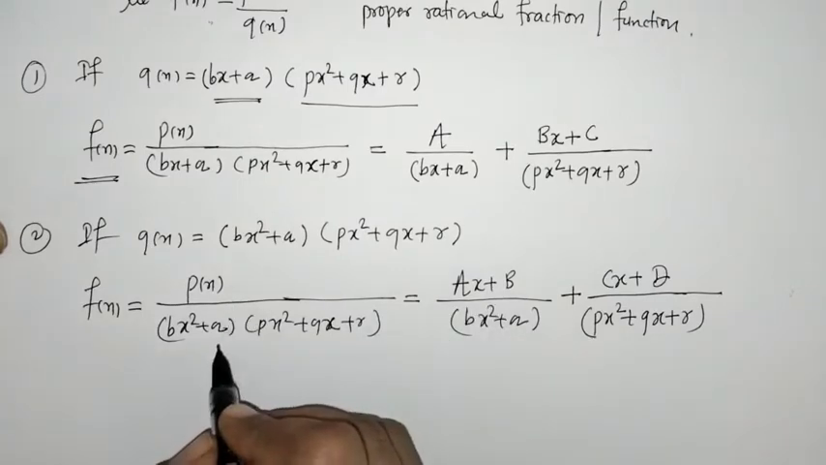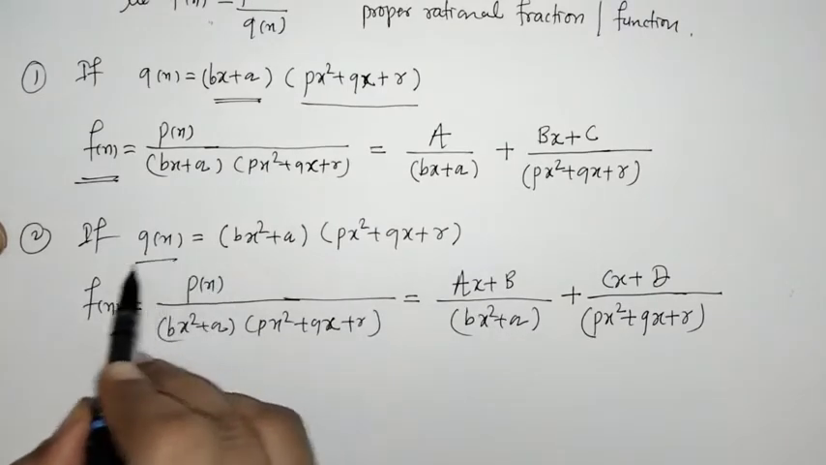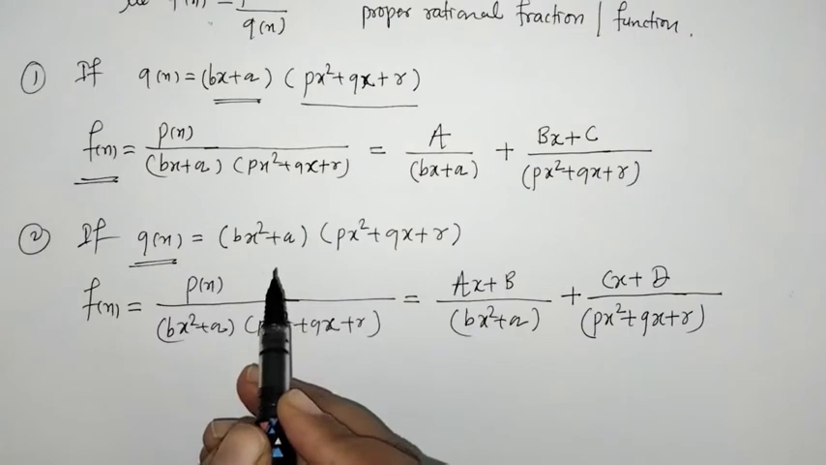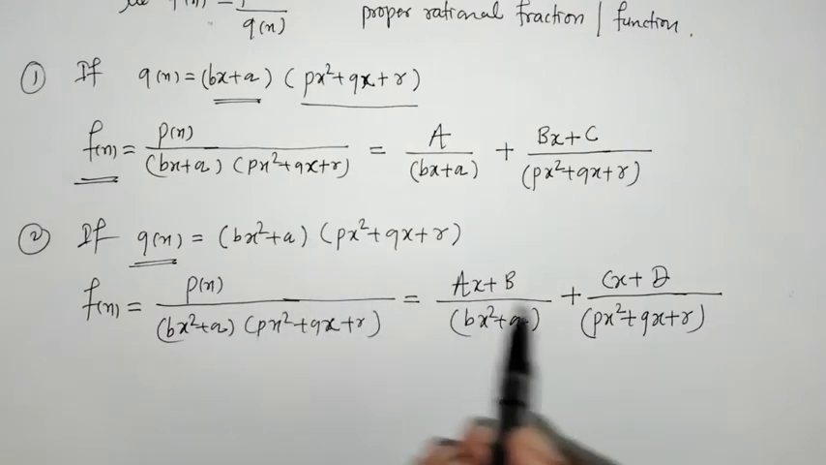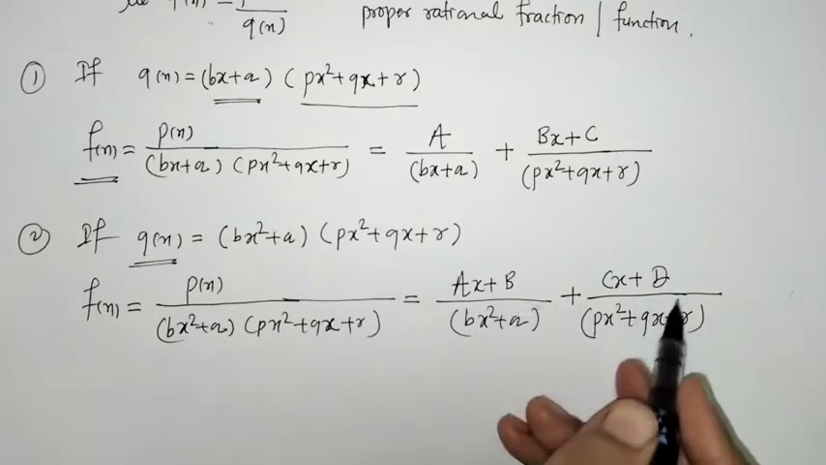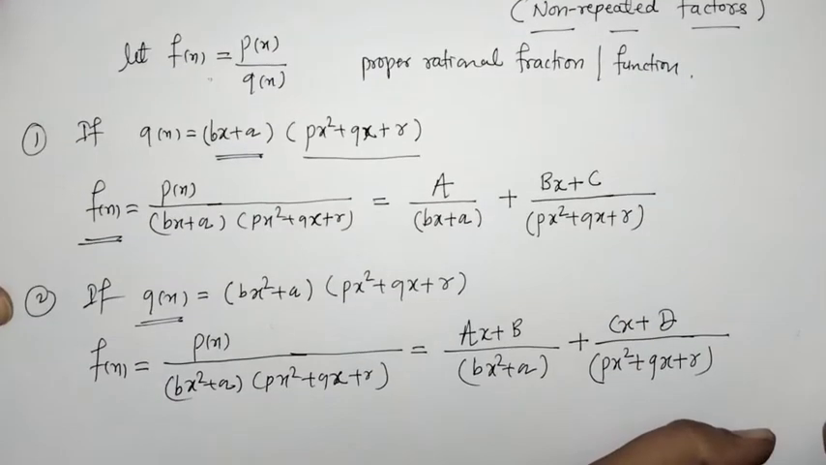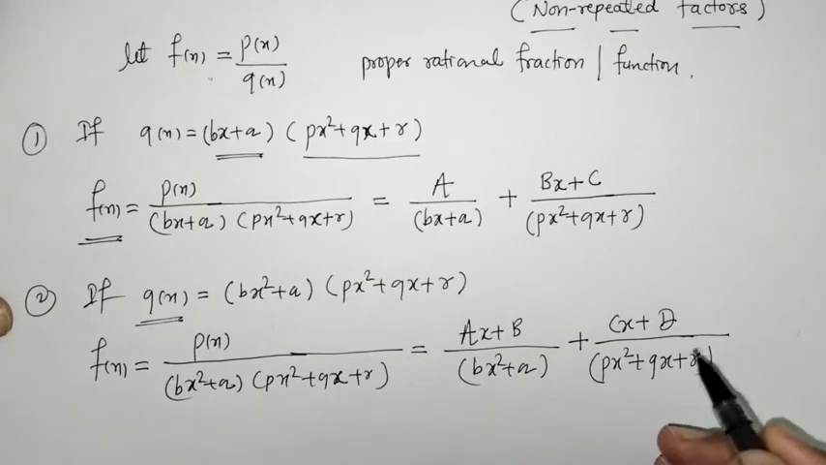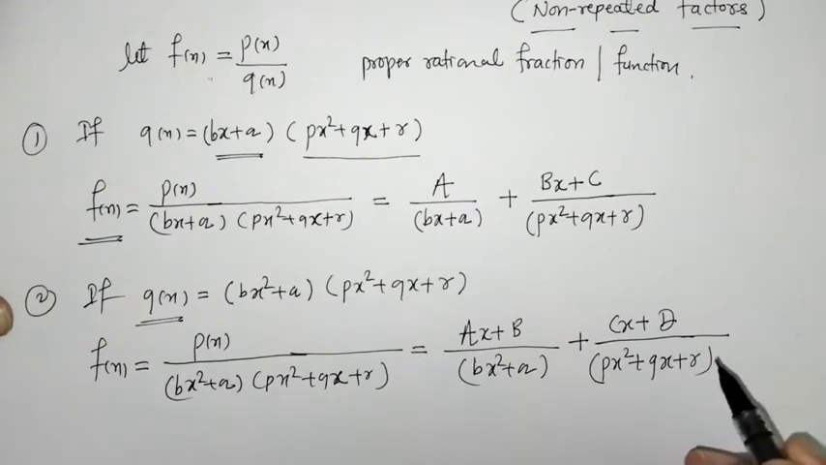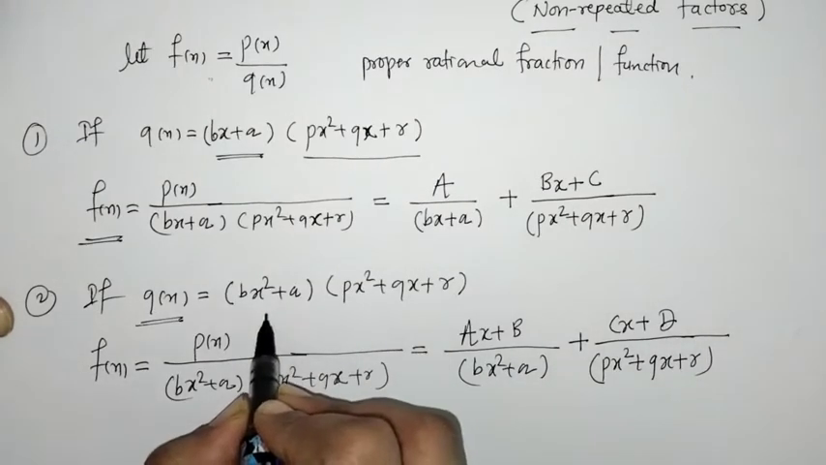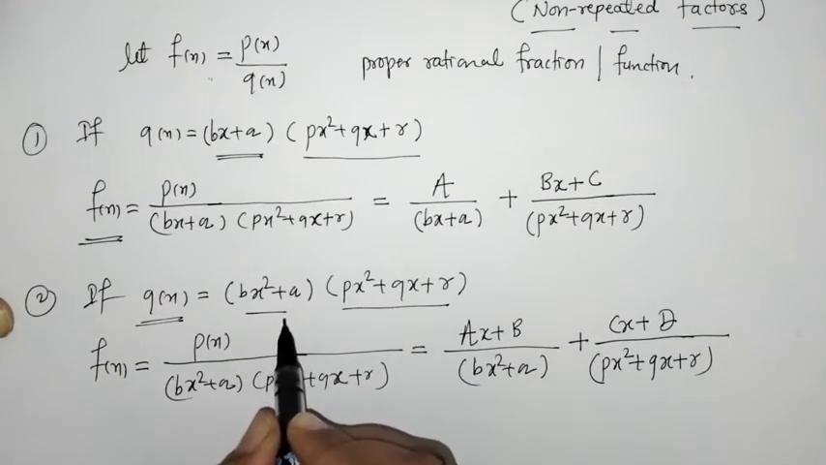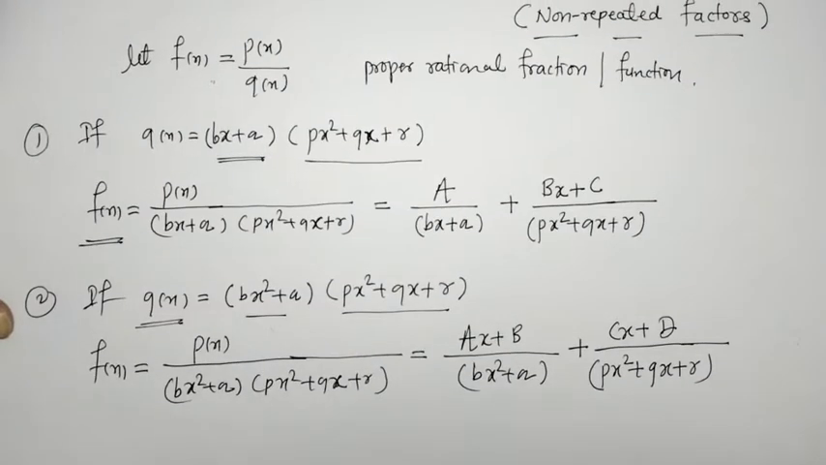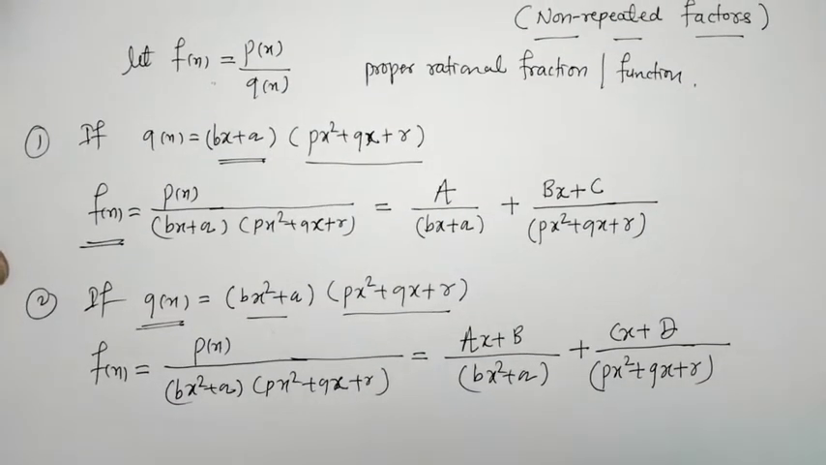Similarly, if q of x has three quadratic irreducible factors, at that time we have to take six constants and write it in this way. So we can say that this procedure can be applied for n number of factors. Only we have to remember that for each quadratic factor we take two constants. Let's understand this procedure with one simple example.